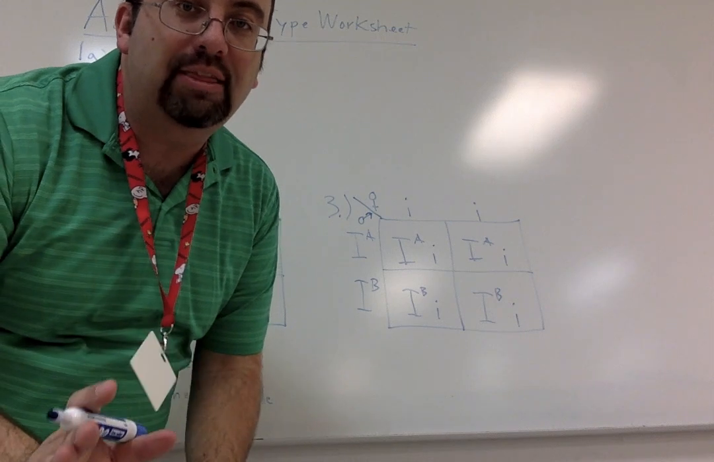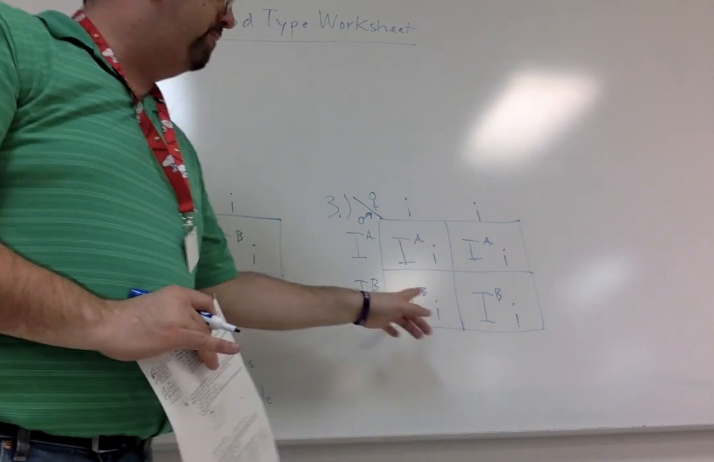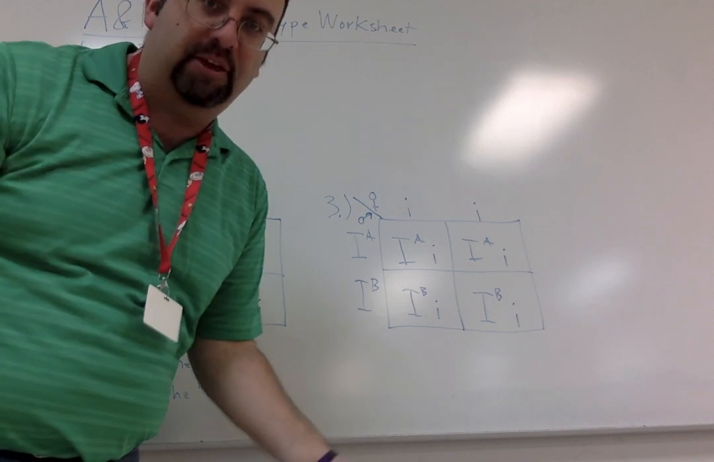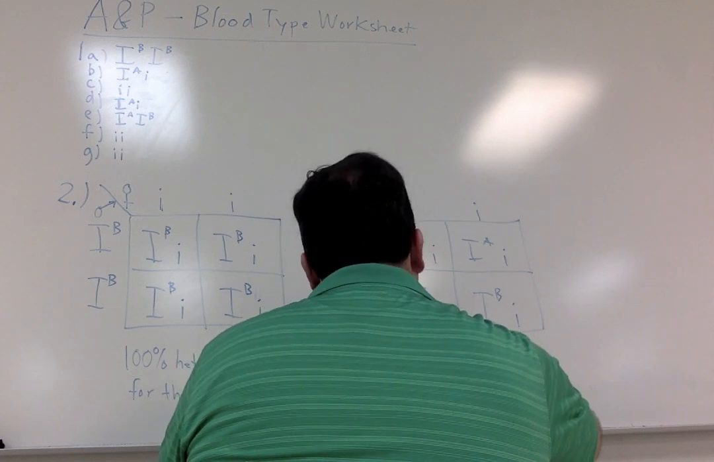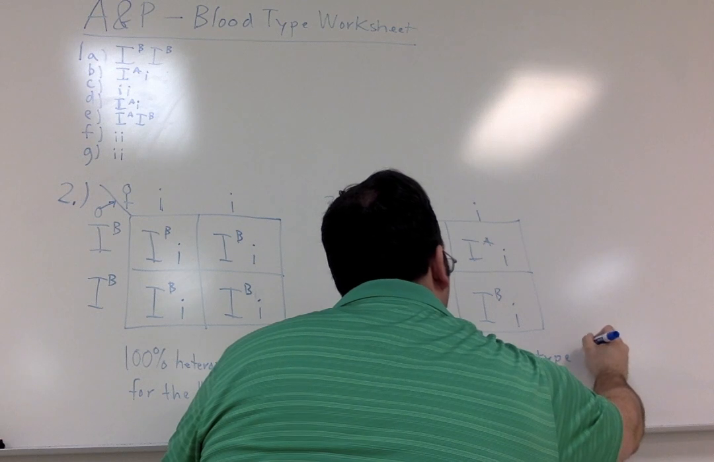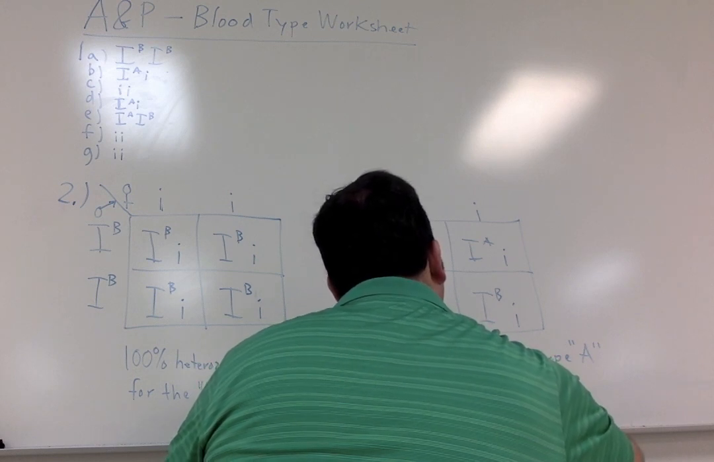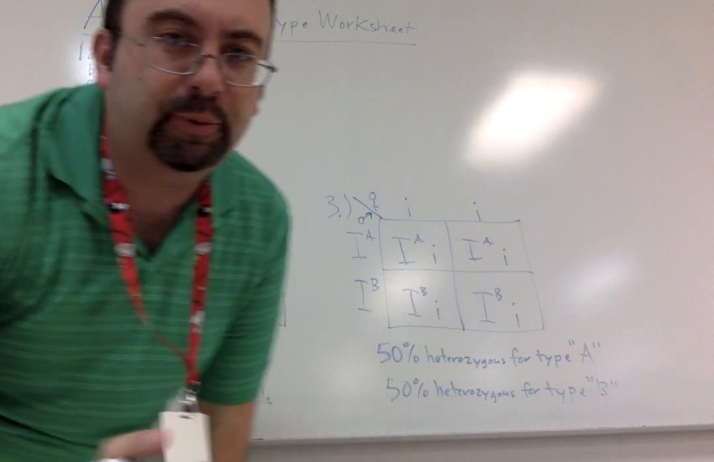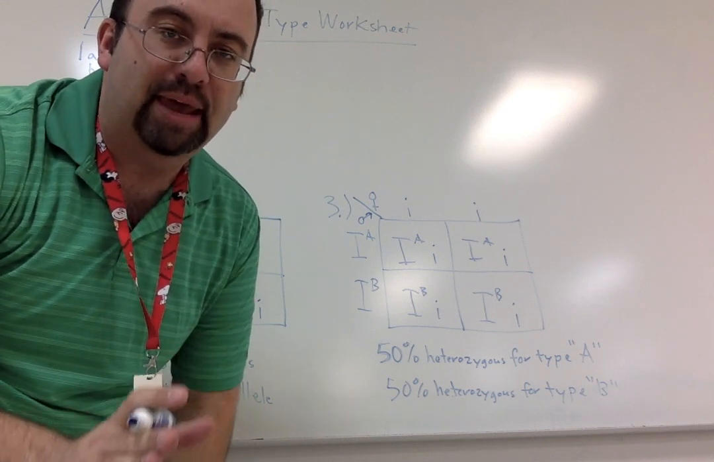All right, so what we can say then is we have 2 out of the 4 individuals that will be type A heterozygous, and 2 out of 4 which will be heterozygous for type B. If we convert those to percents, those would be 50% heterozygous for type A and 50% heterozygous for type B. Notice in this particular situation, there's a 50% chance that the baby will have type A blood and a 50% chance that the baby will have type B blood.